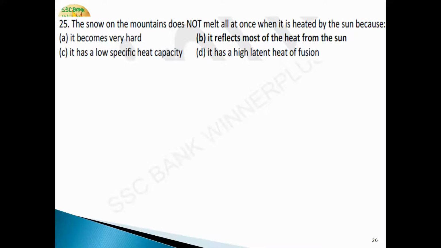The snow on the mountains does not melt all at once when it is heated by the sun because it reflects most of the heat from the sun. That is the answer. Option B is the answer.